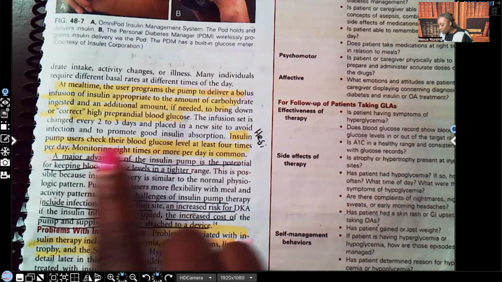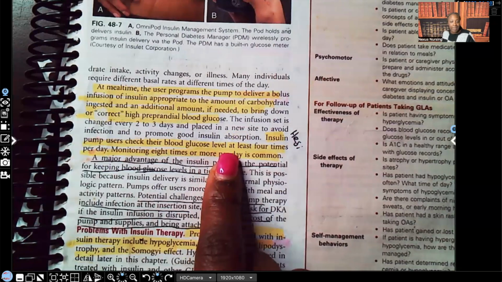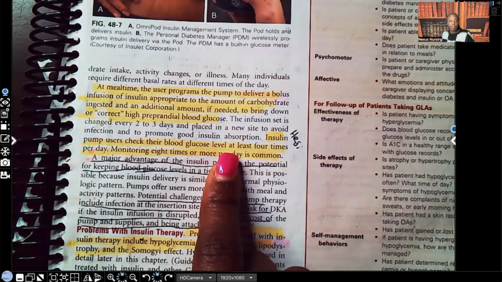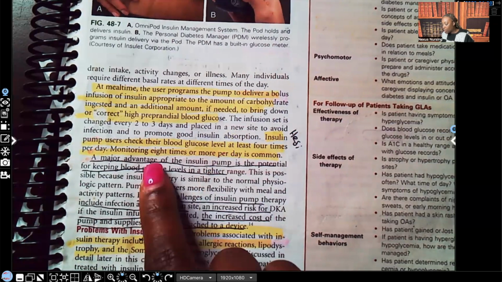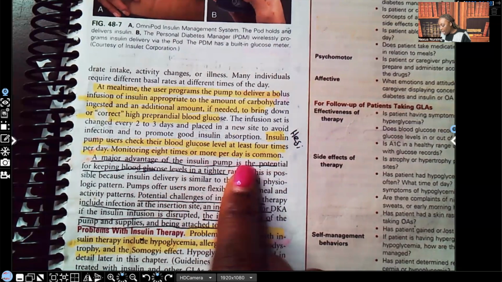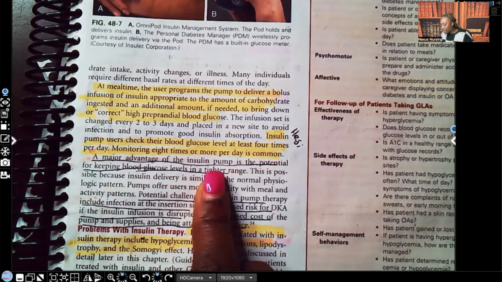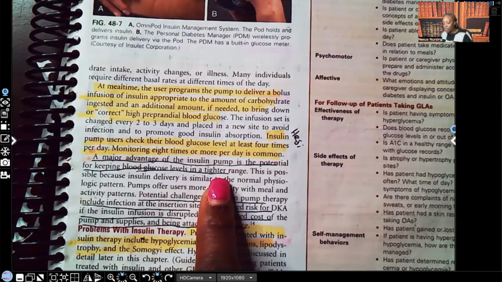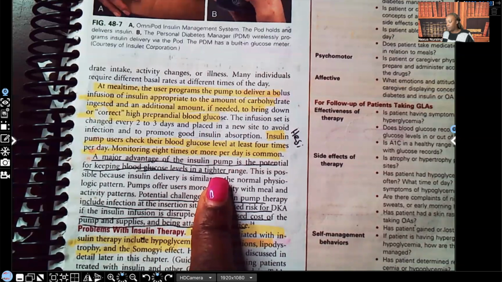Insulin pump users check their blood glucose levels, look at this, guys, at least 4 times a day. They're doing it a lot because they have to monitor that blood sugar. Monitoring 8 times or more per day is common. A major advantage of the insulin pump is the potential for keeping blood glucose levels in a tighter range. But if you're having an insulin pump, you've got to be on your game.